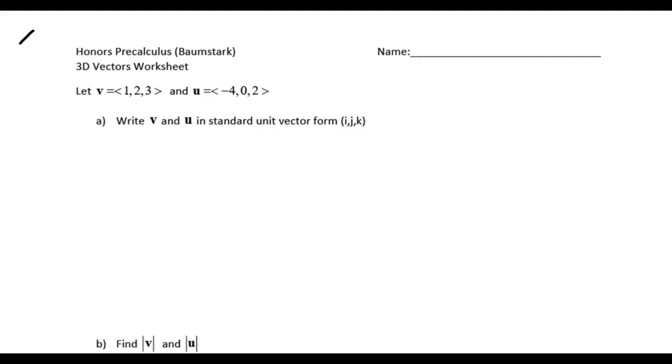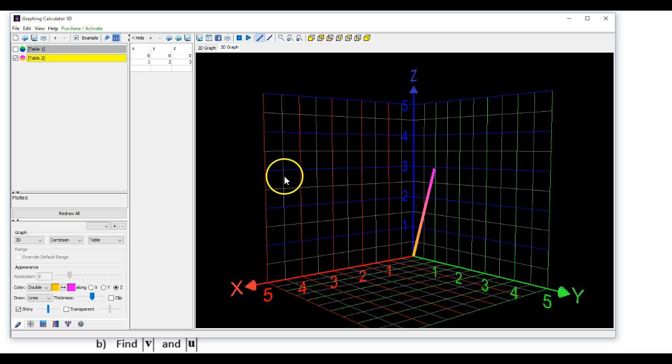Okay, so we move on to the worksheet here. We have two vectors, v, which is 1, 2, 3, and u, which is -4, 0, 2. So the first thing I've done here is I've rigged up the graphing program to try and graph these vectors. The first vector I'm going to graph is vector v, which is 1, 2, 3.